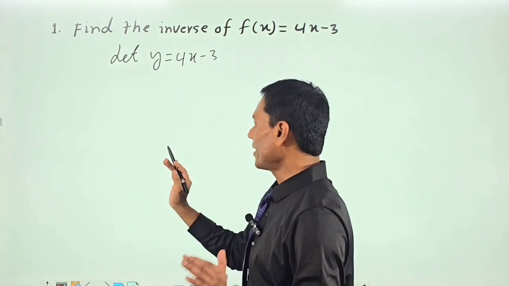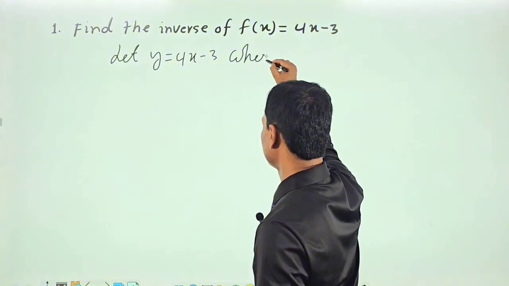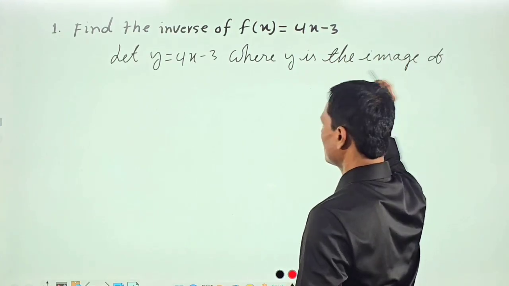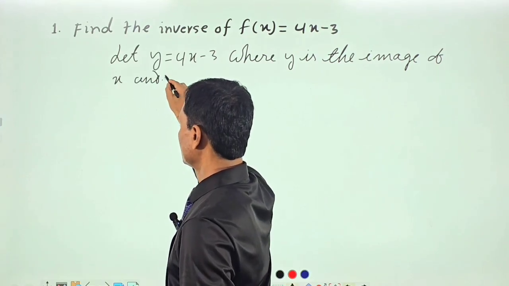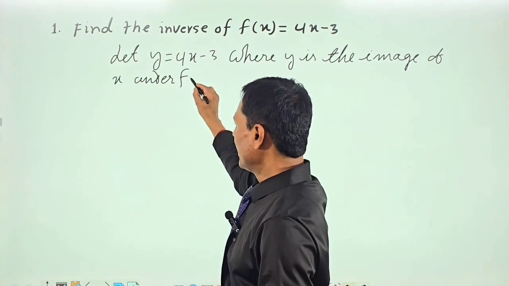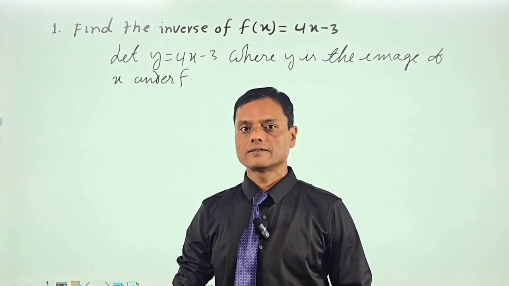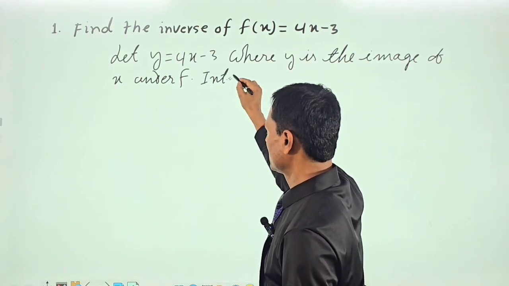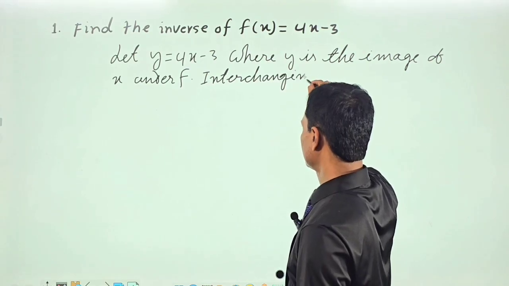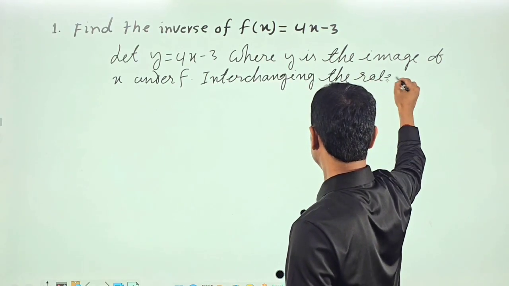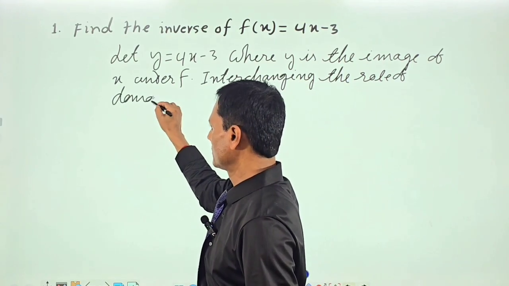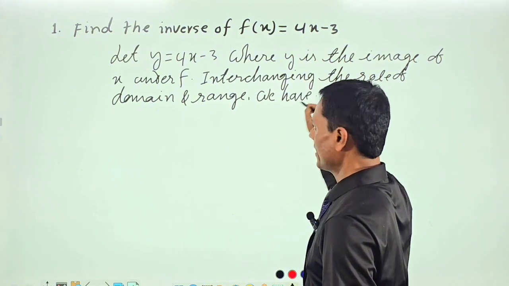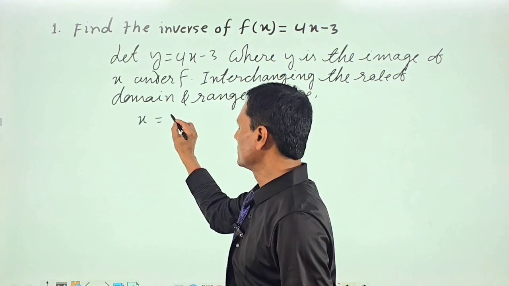What is y? You have to write a sentence here: y is the image of x under f, meaning the function. After that, to find the inverse, we have to interchange the role of x and y, that is, the domain becomes the range and the range becomes the domain. Then we write: interchanging the role of domain and range, we have y becomes x and x becomes y.